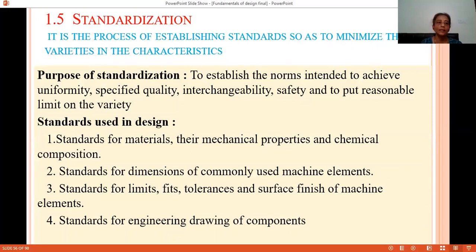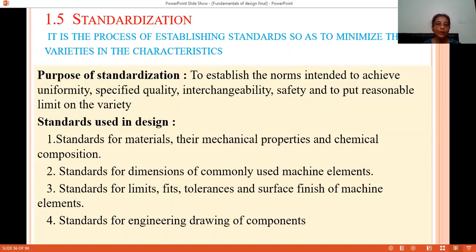What is standardization? It is the process of establishing standards. Why are we establishing standards? To minimize the variations, or we can say to minimize the varieties in the characteristics. Like we might have seen certain traffic symbols on the road. They are standardized symbols which are universally accepted.